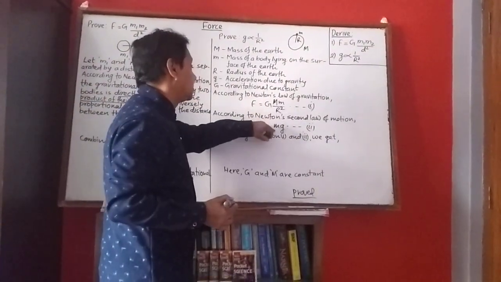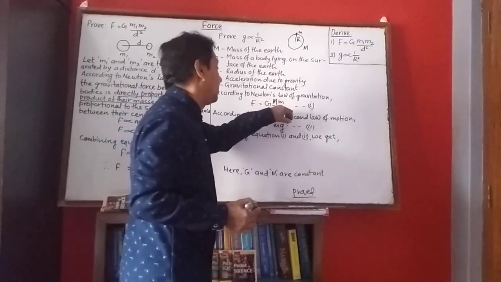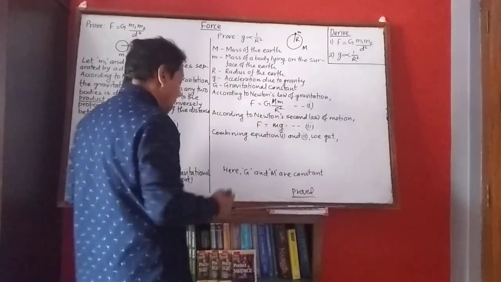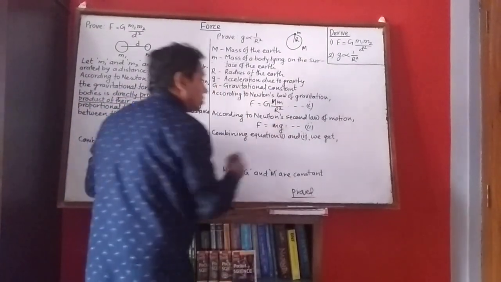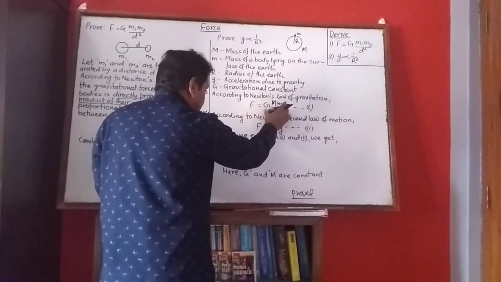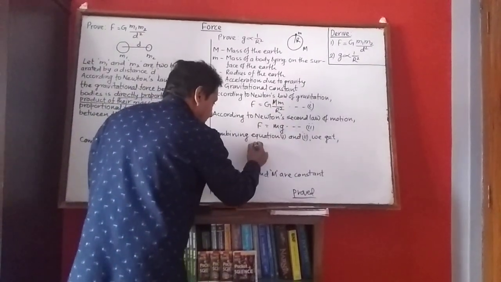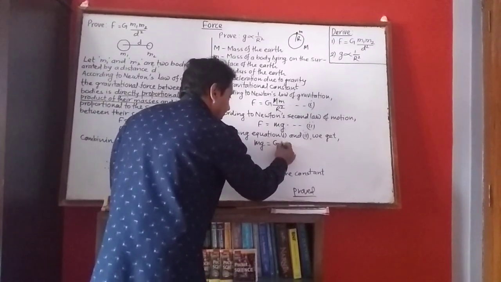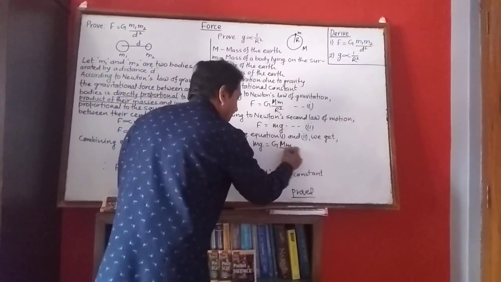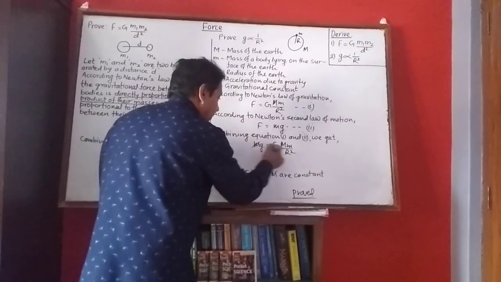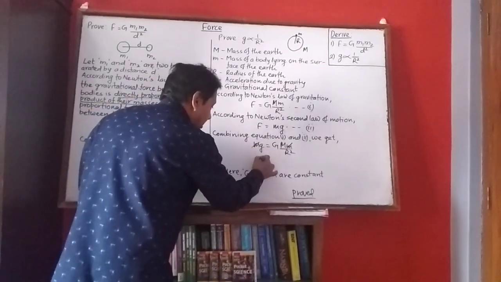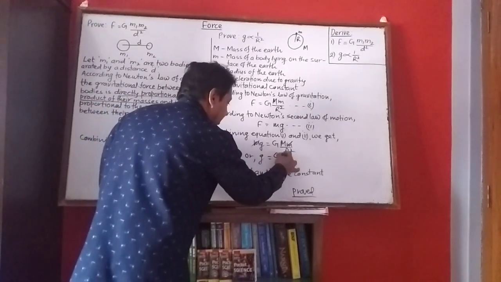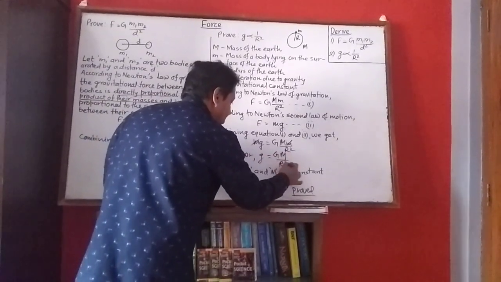Now we have two equations. First one, F equal to G M m by r square. Second, F equal to mg. Now combining equation 1 and 2, what do we get? If F is equal to this, and F is equal to this, then mg is equal to capital G, capital M, small m by r square. m cancels. Now what is left behind? g is equal to capital G, capital M by r square.